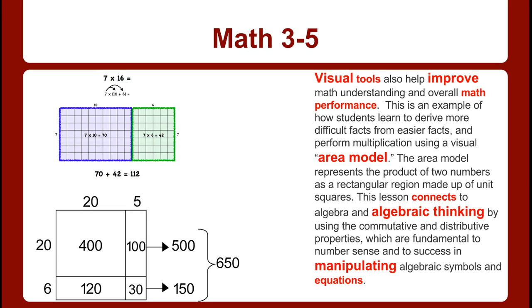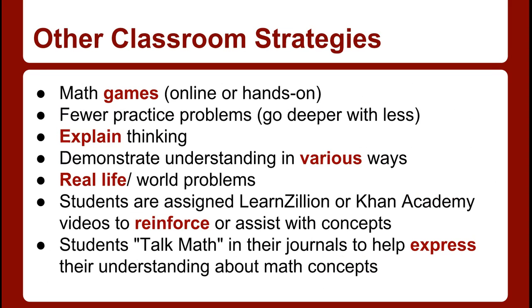In the second example below, the area model shows 25 times 26. Both multipliers are decomposed using units of base 10. Students then multiply each of the sections of the model and add the products to reach their final answer. The area model connects to algebra and algebraic thinking by using the commutative and distributive properties, which are fundamental to number sense and to success in manipulating algebraic symbols and equations.